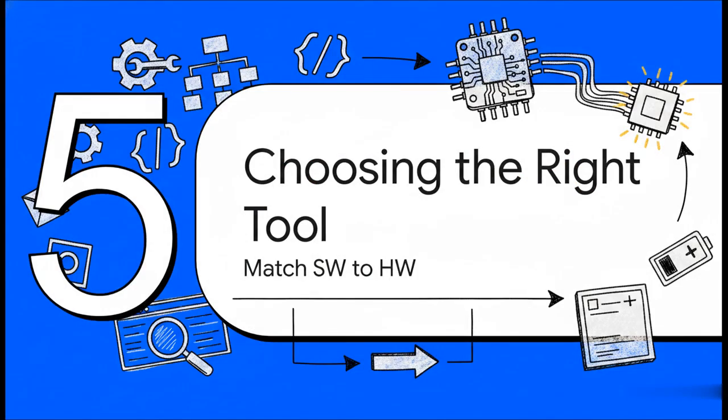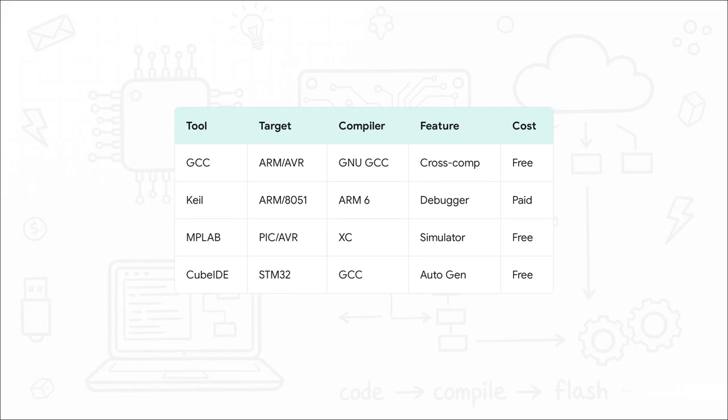Section 5. Choosing the right tool. With all these options out there, how do you actually pick the right one for your project? It really boils down to matching the software tool to your specific hardware family. If you're on ARM or 8051 and need a pro-level debugger, Keil is fantastic, though it can get pricey. For PIC or AVR microcontrollers, the free MPLAB X is your best bet. And if you're rocking an STM32 ARM board, you definitely want STM32CubeIDE to take advantage of that sweet automatic code generation.